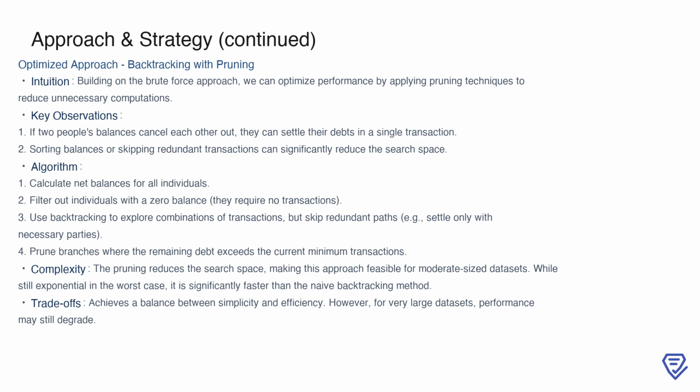Backtracking is then applied to explore transaction combinations, but with pruning logic to avoid paths that exceed the minimum transactions we've already found. By pruning branches where the remaining debt is worse than the current solution, we avoid unnecessary computations. This reduces the search space, making the approach feasible for moderate-sized datasets. While this method is still exponential in the worst case, it's significantly faster than naive backtracking. The trade-off here is that while it's more efficient, performance may still degrade for very large datasets, though it achieves a good balance between simplicity and practicality.